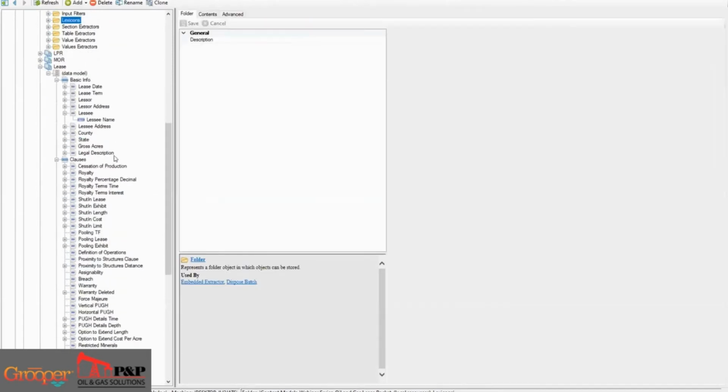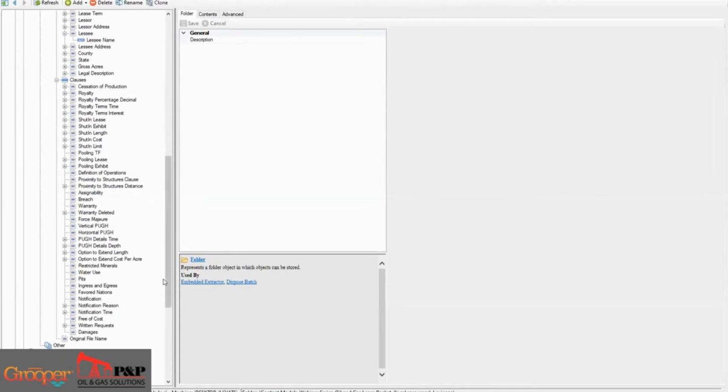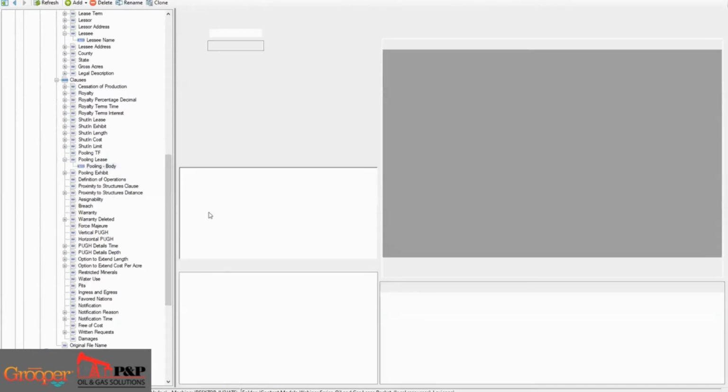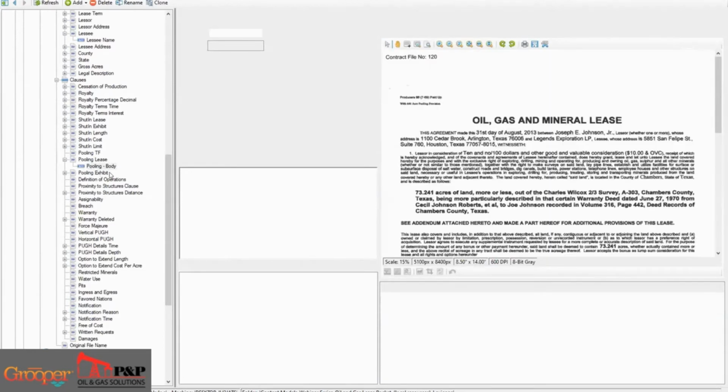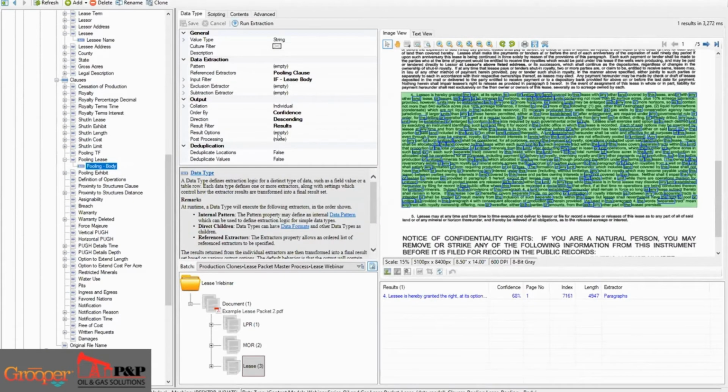Let's take a look at some of these clauses. So let's take a look at this pooling clause. What I'm doing here is I have my pooling clause set up to look only at the body of the lease. And then I have a second one set up to look only at the exhibit to that lease. And that's where my input filter comes in. So I'm telling it what parts of the document I want to look at if I want to make a difference or a distinction between the two.